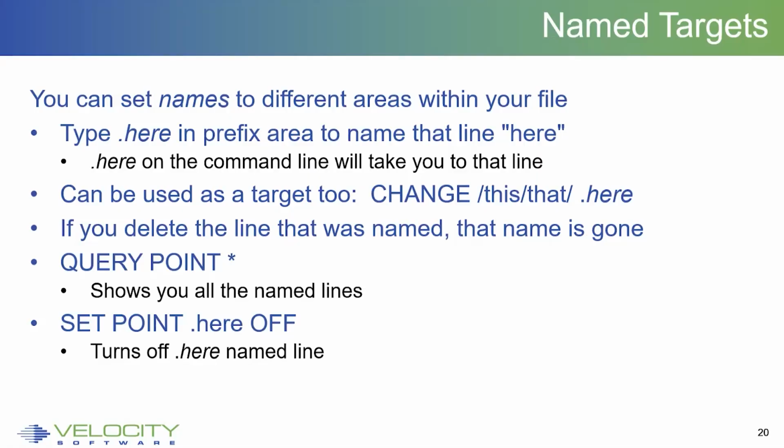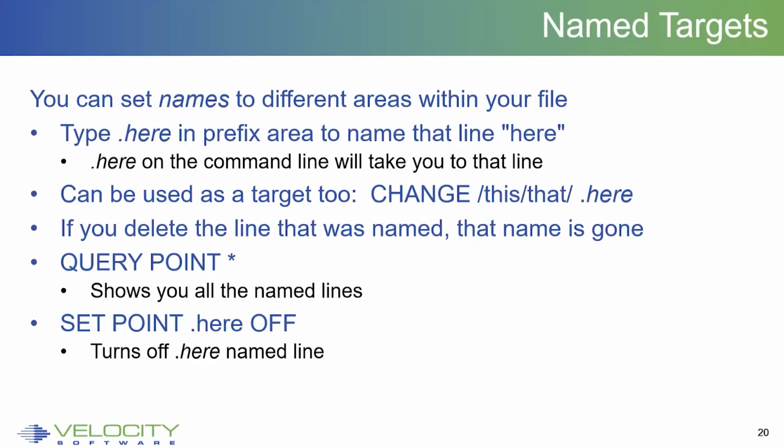You can also use named targets on the change command and other commands that use location. You can enter the change command, change some string to that string, dot here, which means change these strings up to the named location of dot here. If you happen to delete a line that had a name on it, that name's gone. So if I deleted the line that I put dot here on, I can no longer use dot here as a target location.